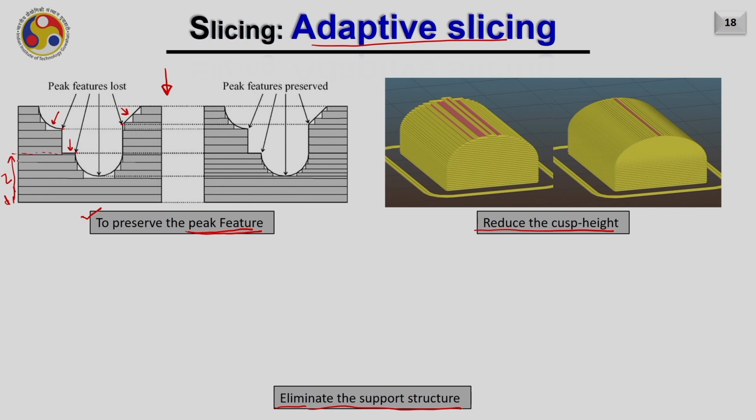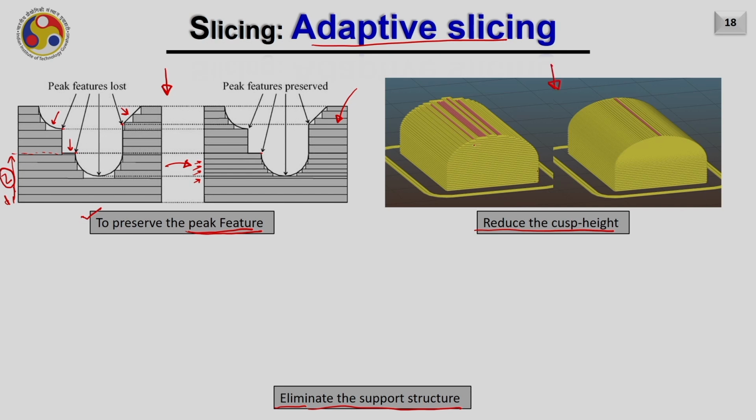Therefore, we have to adjust the layer height in such a way that we should be able to sustain the features. Now you look at the same object when it is realized by the adaptive slicing. Here now in this case, the layer height you can observe is changing. As the layer height is changing, we are able to capture the peak features appropriately in the part created by additive manufacturing. Also, if we use adaptive slicing, we can create more accurate parts like you are seeing here.